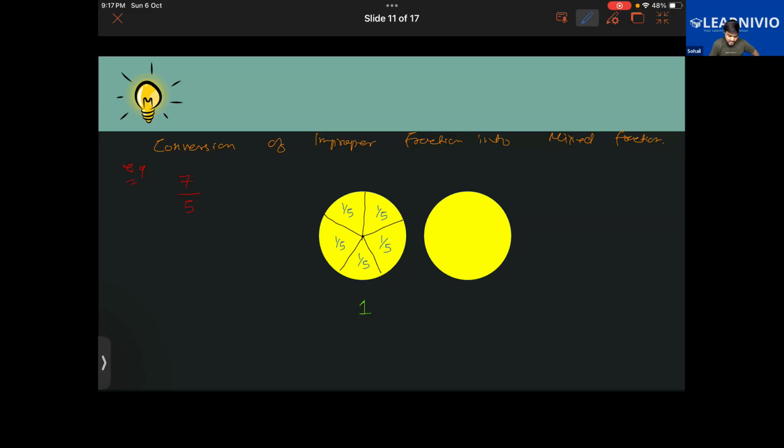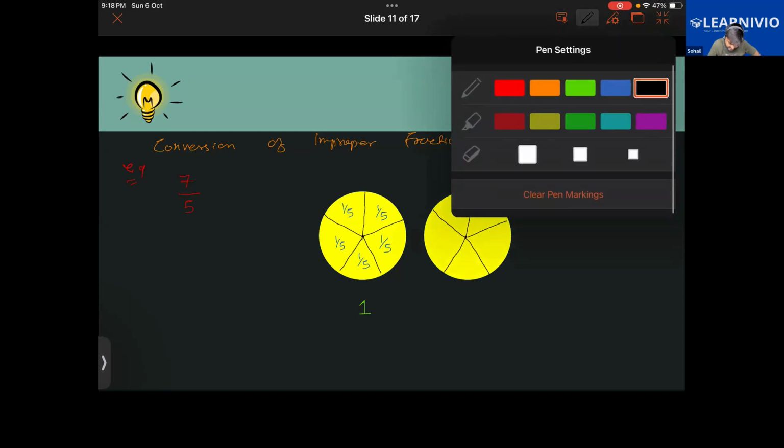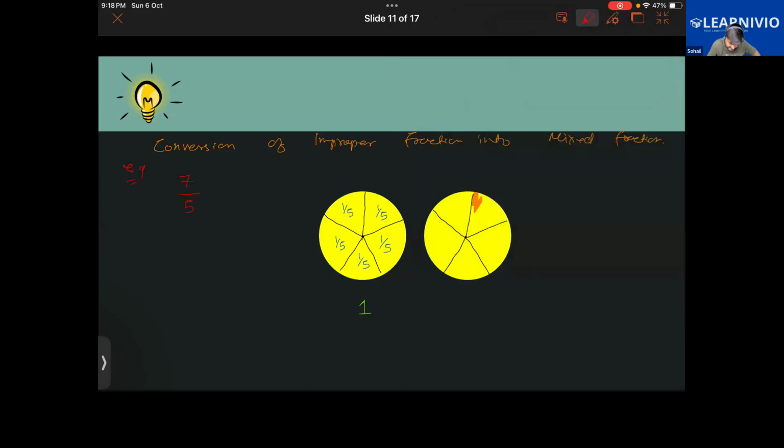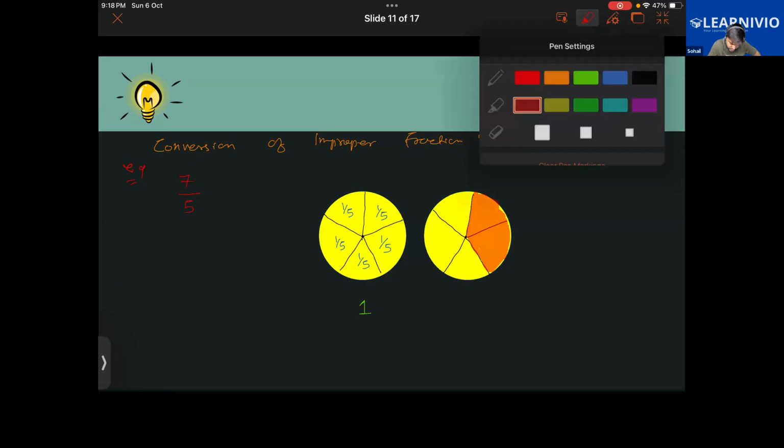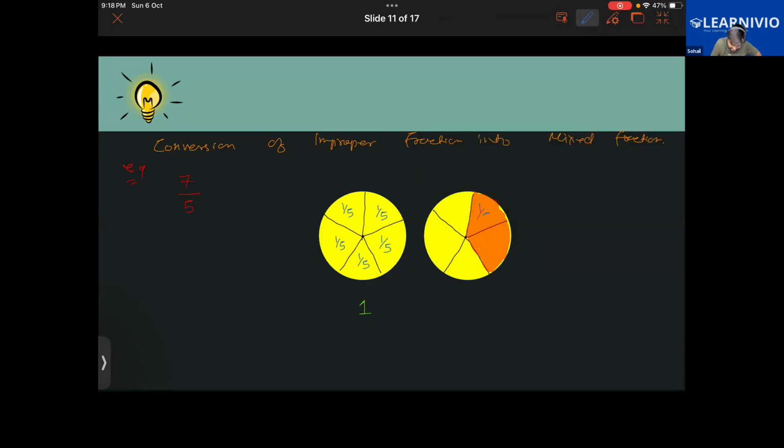Further, let's say that if the question asks you like this, for example, 1 minute, take this one also. Now see that 2 of these parts are shaded. I am shading these 2 parts here. I have shaded these 2 parts here. That was 1 upon 5. This was 1 upon 5. All of them are in fact 1 upon 5 basically.